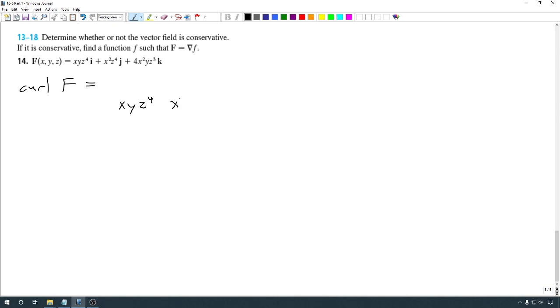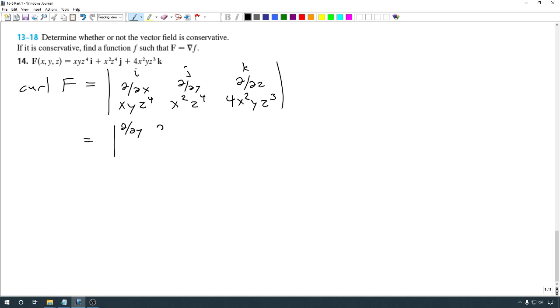third line. Then above those we have i, j, k, and derivative with respect to x, derivative with respect to y, derivative with respect to z. I'm not going to explain every step of this every time, so let's go ahead and just expand along the top row. That's our i component.